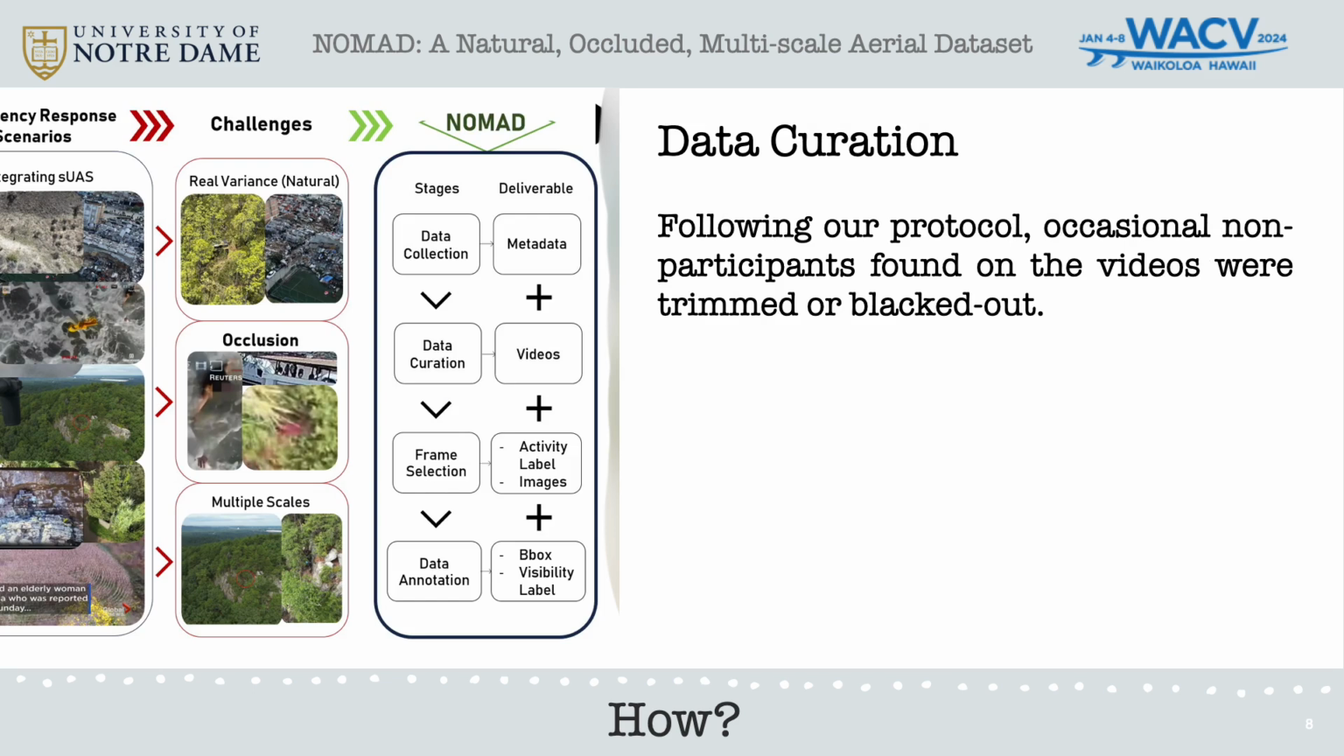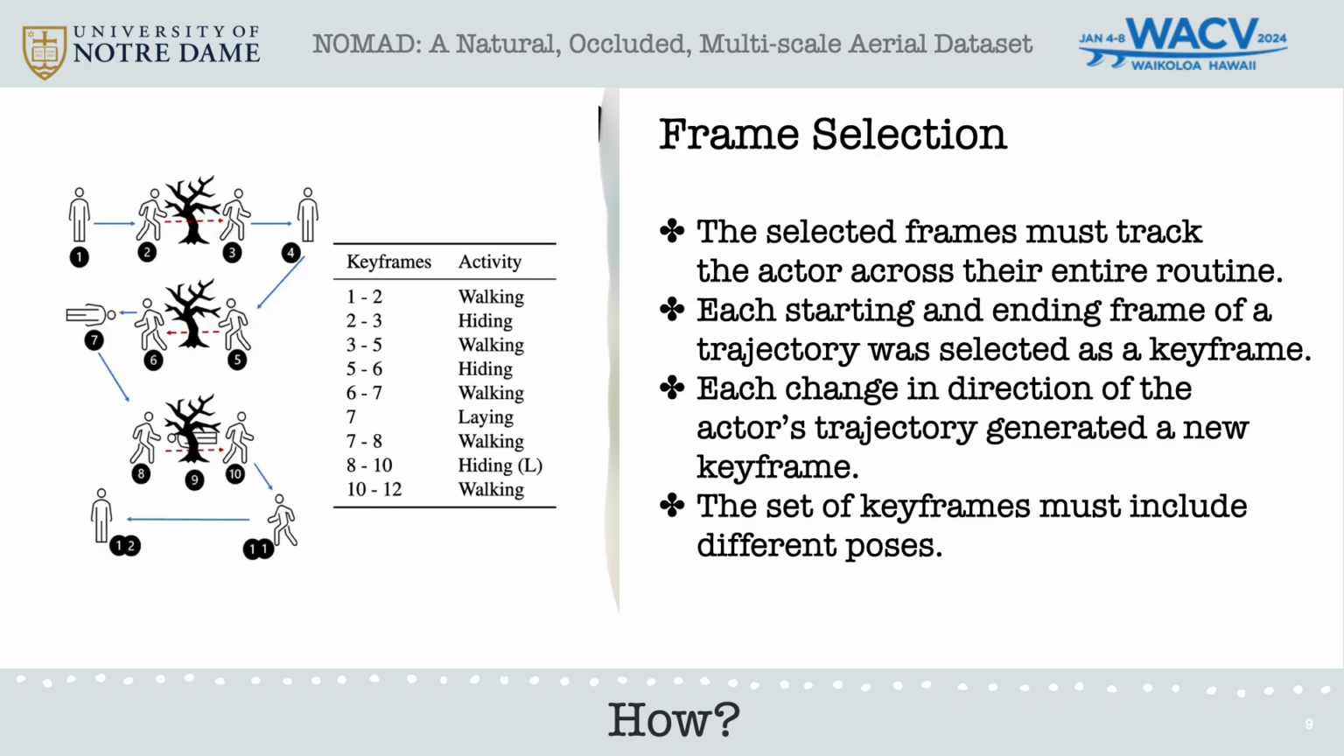Following our IRB protocol, non-participants were removed either by trimming or blacking out specific pixels. Further, we perform a keyframe selection from each routine video, as manually labeling all frames would be unfeasible. Some rules were used during the selection. The selected frames must track the actor across their entire routine.